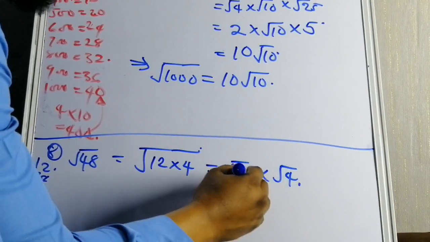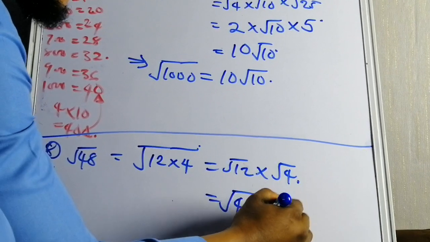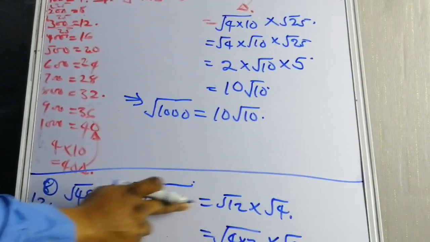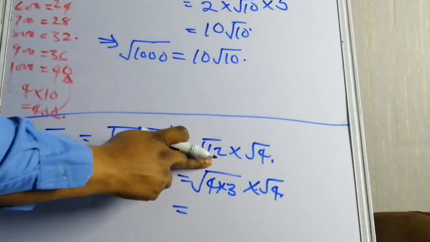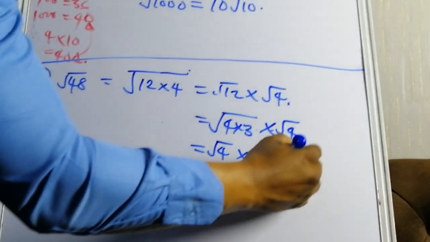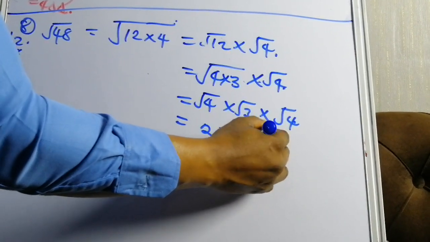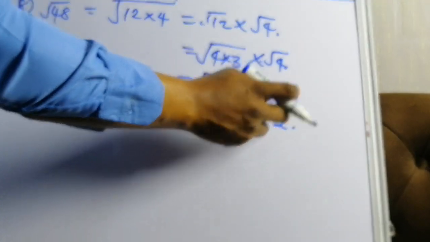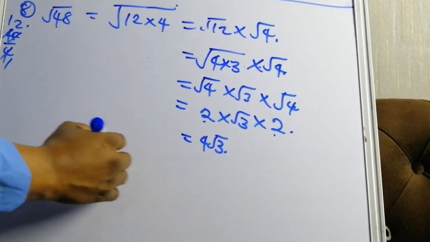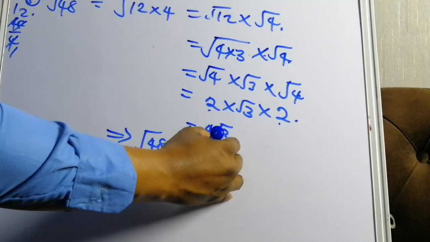So I can still divide this 12 into 4 times 3, which gives me 12, times root 4. Don't forget, we've also adopted the multiplication law under surds here. I can split this into root 4 times root 3 times root 4. The square root of 4 is 2, so 2 times root 3 times 2. 2 times 2 is 4, so 4 root 3. That implies that root 48 is equal to 4 root 3.